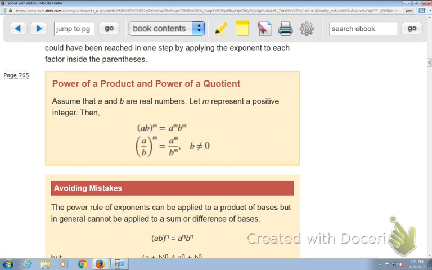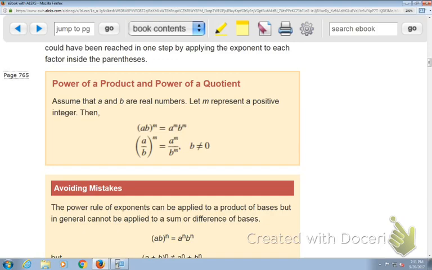More rules. Those are the rules stated in box form. If you have ab all raised to the nth power, it's a to the n, b to the n. If you have a divided by b all raised to the nth power, it's a to the n divided by b to the n. In other words, for multiplication and division, you can deal with an exponent piece by piece. All right? You can deal with an exponent piece by piece.